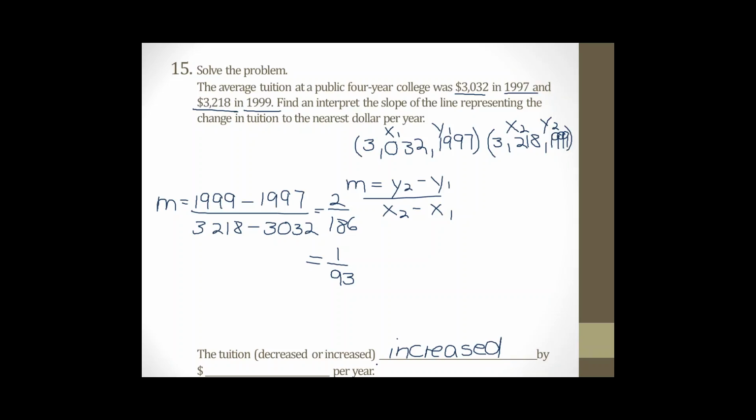And then by how much did it increase per year? Okay, because the top part basically gave me the year, right? And it's 1 year, so per year. And the bottom number is the dollar amount, so it increased by $93 per year.